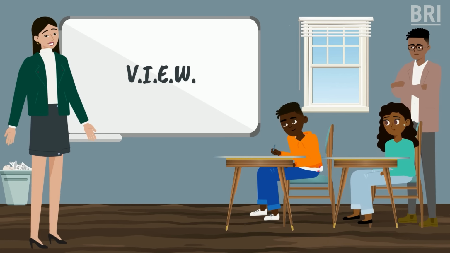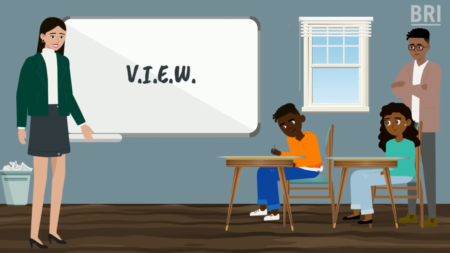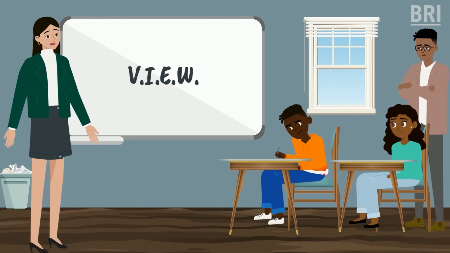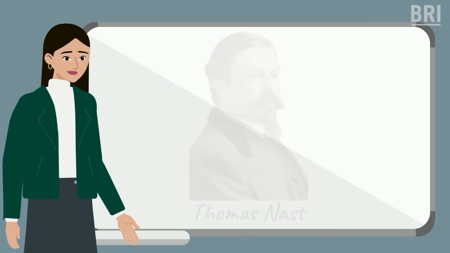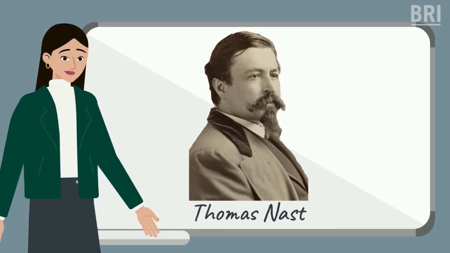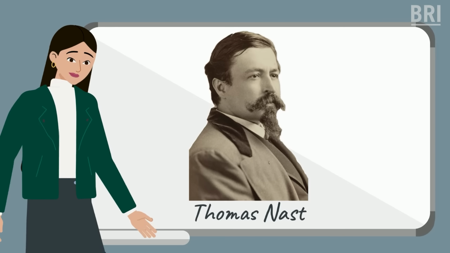Now that we understand the historical context and symbolism in the cartoon, let's analyze this cartoon using the VIEW method. First, V, voice. Who created this? Thomas Nast is the artist. He's expressing the divided opinions of the North and South toward Lincoln.